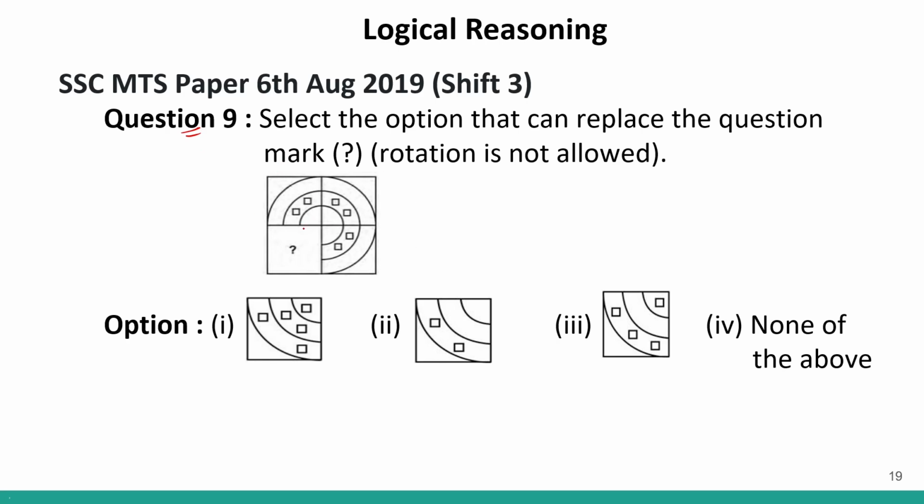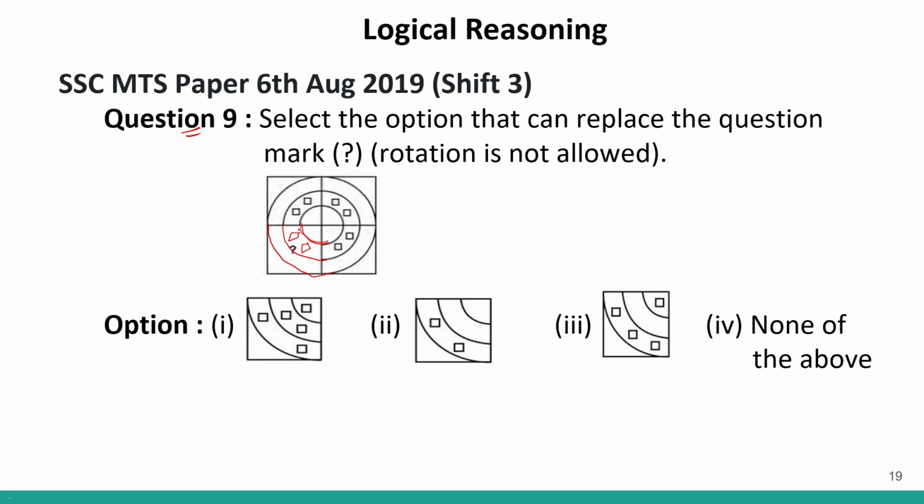So if I complete this image, I will complete the inner circle. Correct? Then I'll complete this circle. And then I'll complete this circle. Correct? If I complete this circle, I'll get 2 triangles over here or diamonds over here. Correct? This would complete my image.